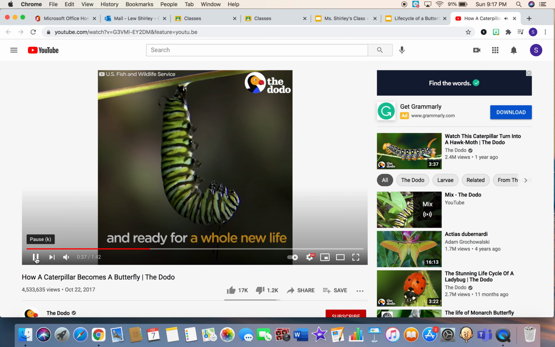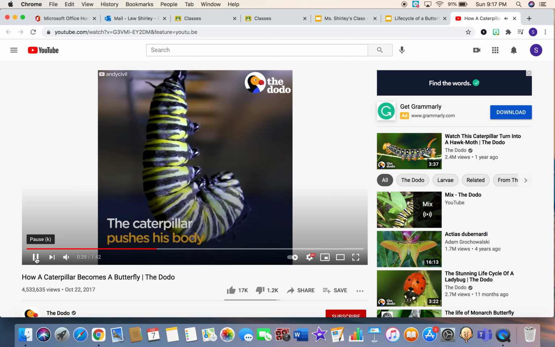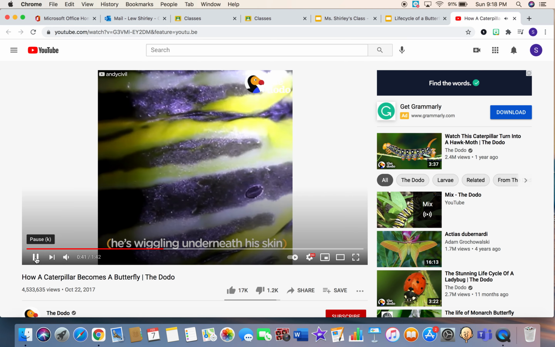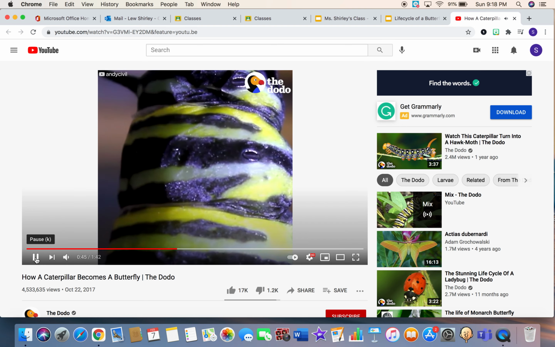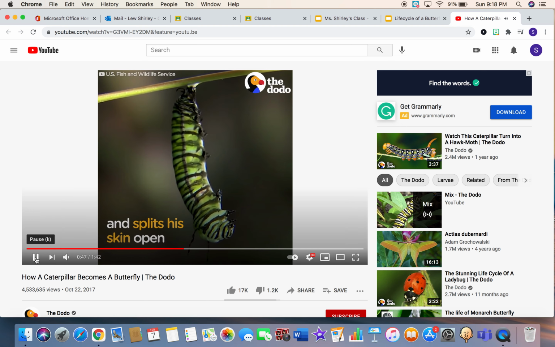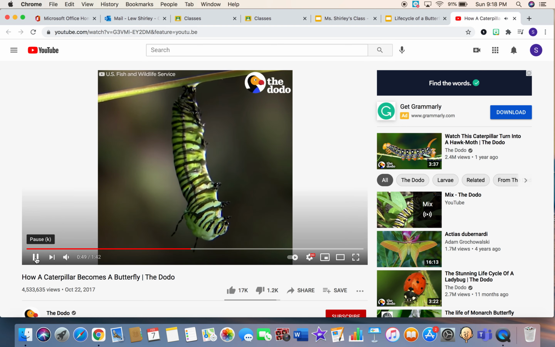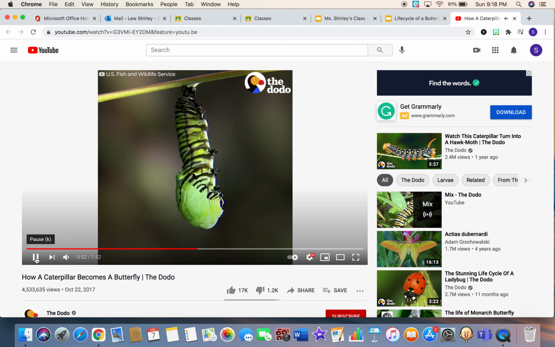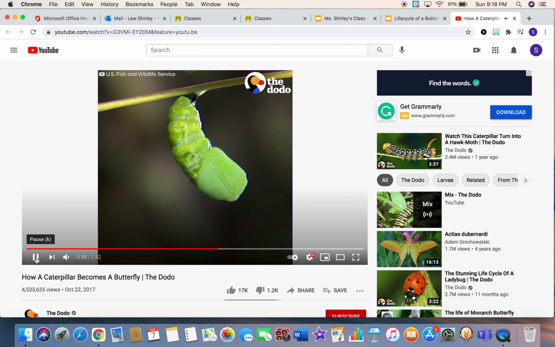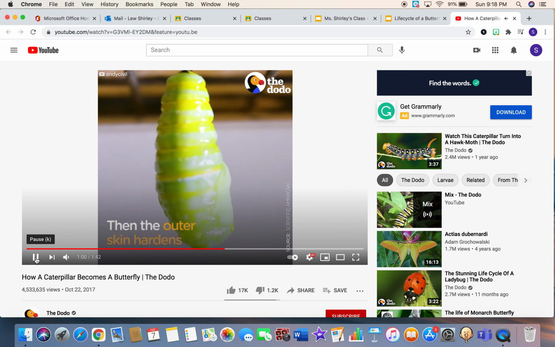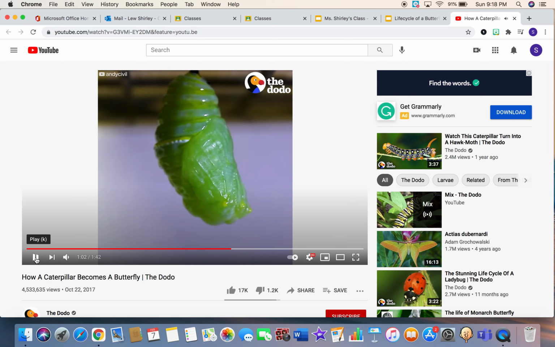And ready for a whole new life. The caterpillar pushes his body. He's wiggling underneath his skin and splits his skin open. Shedding his former self. Then the outer skin hardens. So this is called the pupa stage, and that is stage 3.